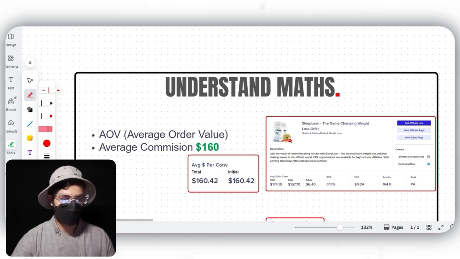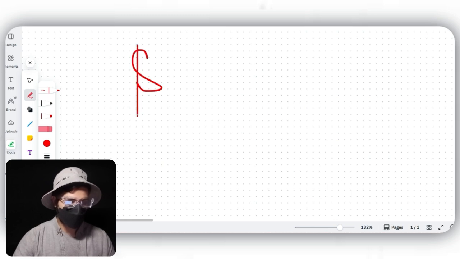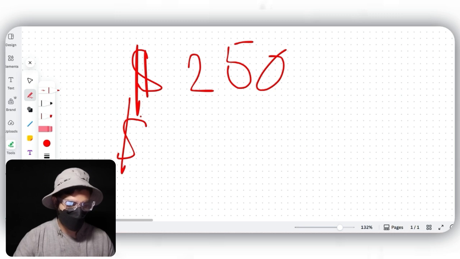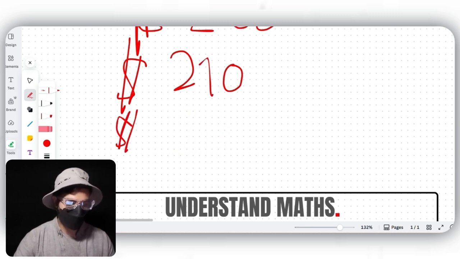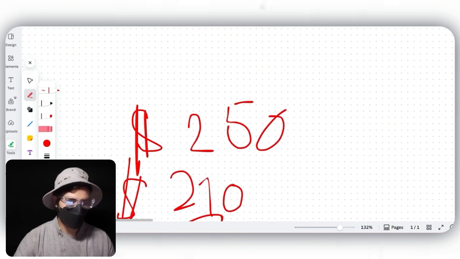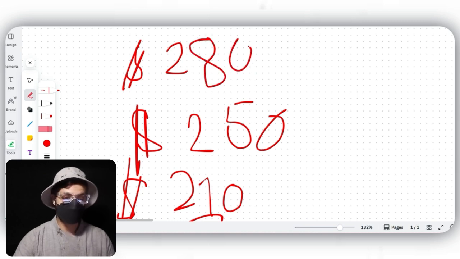Number one is average order value. AOV means average order value. First, I'm going to explain what exactly average order value is and how you know your average order value. Right now we don't have a brand or product, so ClickBank will automatically provide us the average order value. For example, person one spends $250, person two spends $210 buying supplements, the third person spends $85, and the fourth person spends $280. This is just an example.